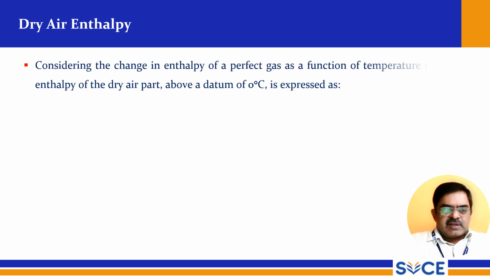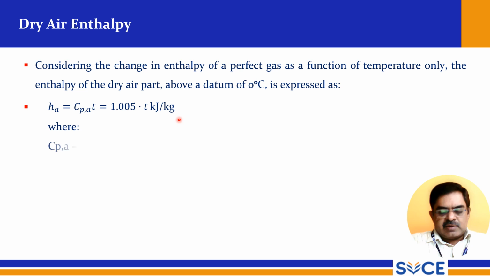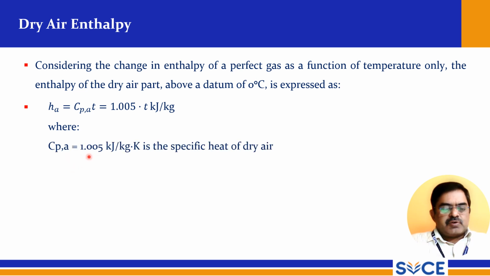So first one is dry air enthalpy. Considering the change in enthalpy of a perfect gas as a function of temperature only, the enthalpy of the dry air part above a datum of 0 degrees Celsius is expressed as, so HA equal to CPA T equal to 1.005 T. So that is in terms of kilojoules per kg. So where CPA equal to 1.005 kilojoules per kg degree Kelvin is the specific heat of dry air.